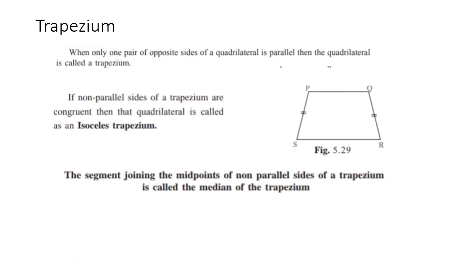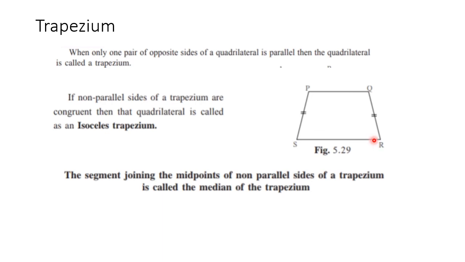The next part is the trapezium. When only one pair of the opposite sides of the quadrilateral is parallel, that is PQ is parallel to SR, then the quadrilateral is a trapezium. Till now you must have seen that in all the quadrilaterals, that is parallelogram, rectangle, square, rhombus, both pairs of sides were parallel, but in this case only one pair is parallel, so it is called a trapezium. And when the non-parallel sides, that is PS and QR, are congruent, then it is called an isosceles trapezium.